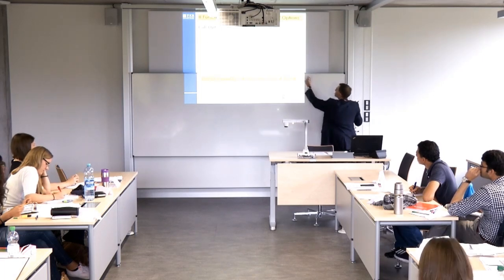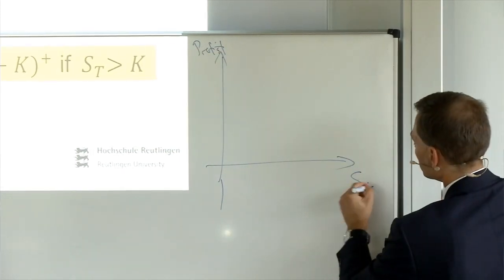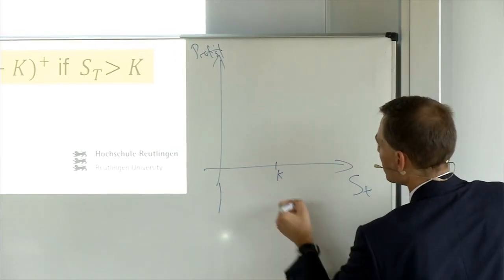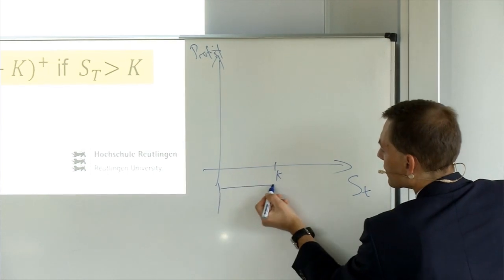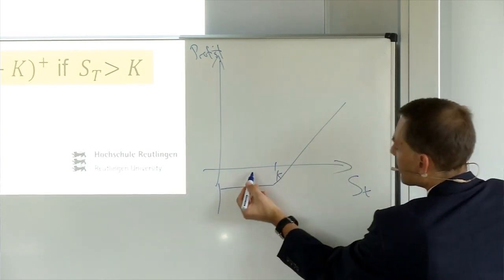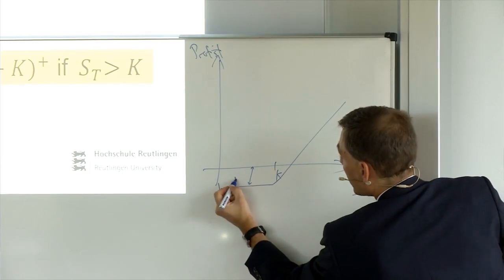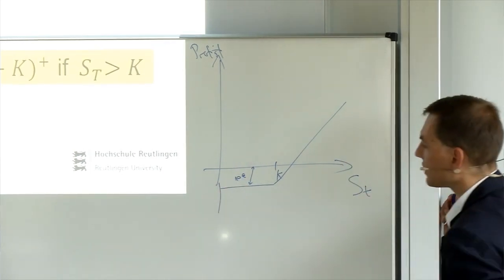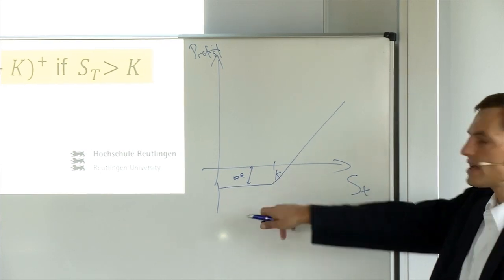So if I write profit here, stock price of the underlying. Here's my strike price K. The corresponding profit function would look like this. Let's say I have to pay 10 euros for this option contract. That is then the loss I have if I don't exercise.